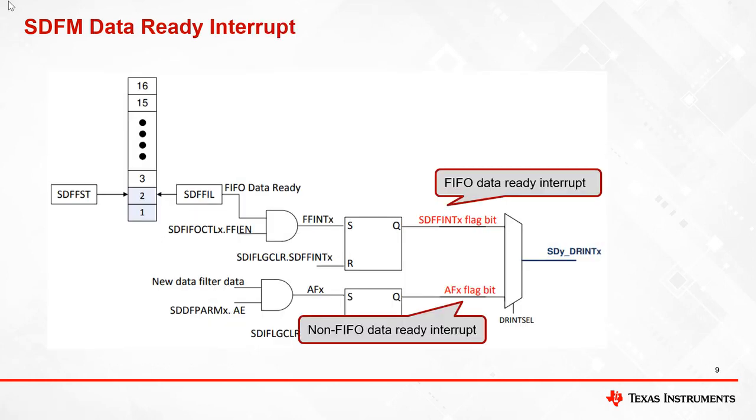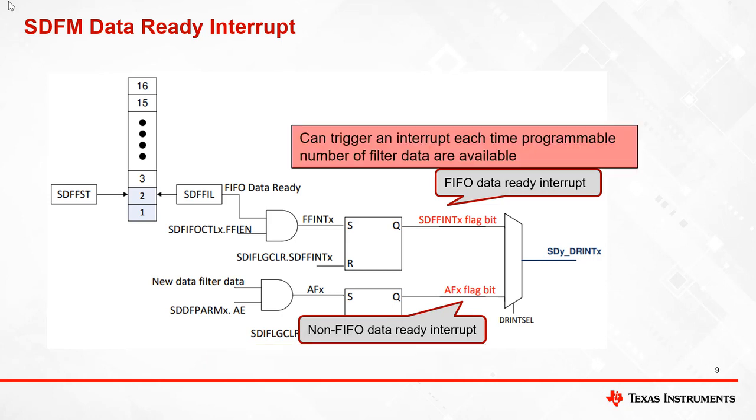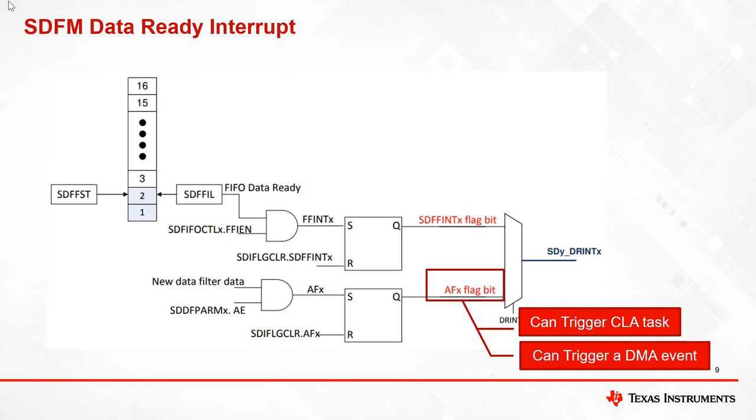SDFM data ready interrupt can be either a non-FIFO or a FIFO data ready interrupt. Non-FIFO data ready interrupt is generated every time a new filter data is available from the data filter channel. FIFO data ready interrupt is generated after FIFO has received programmable number of data filter results. Non-FIFO data ready interrupt can trigger a CLA task or a DMA event.